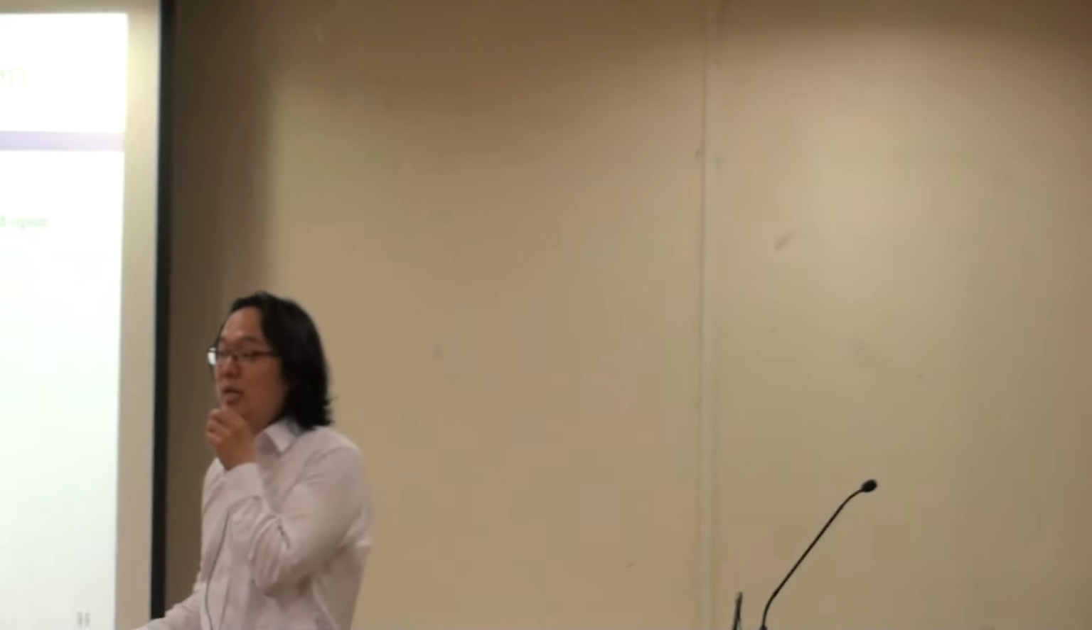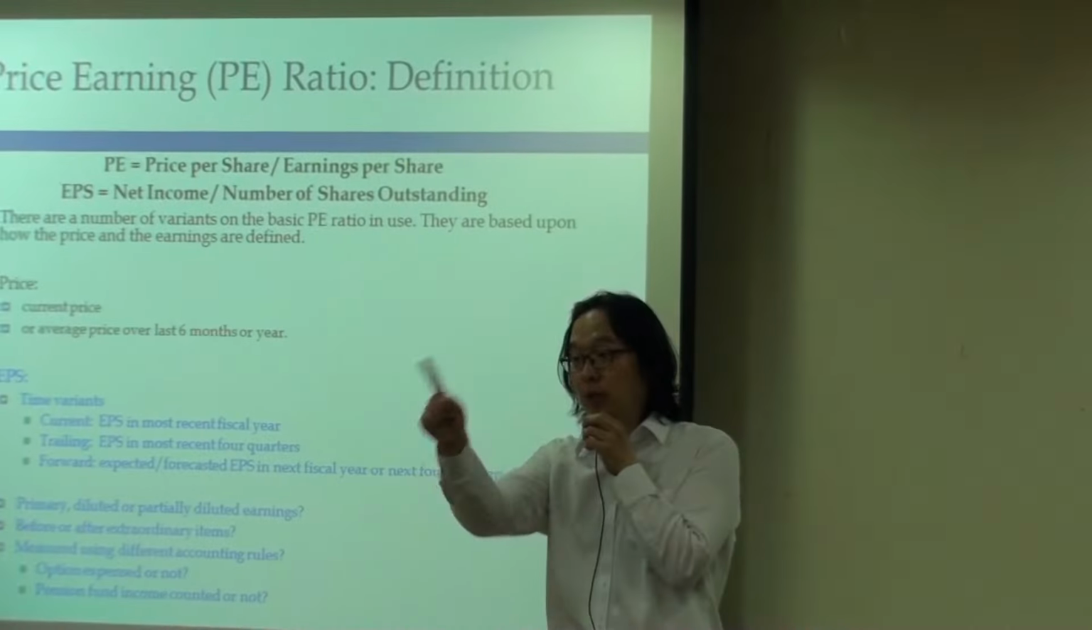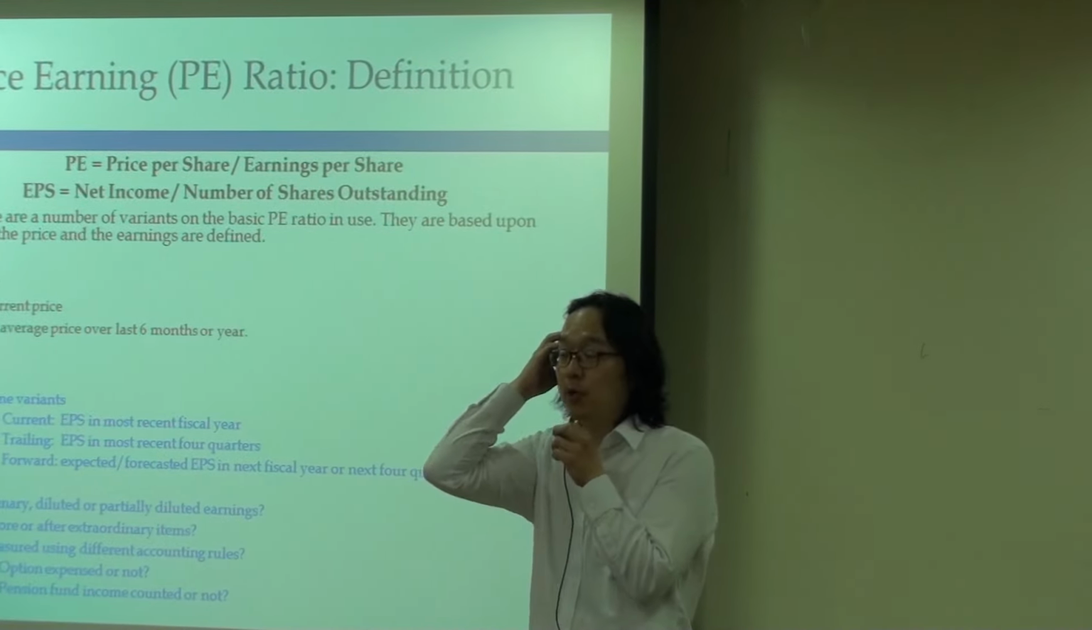Now, PE ratio is our first item we're going to study. This is price per share divided by earnings per share, and gives you the idea about how much investors are willing to pay in the market for a given dollar of net income per share.